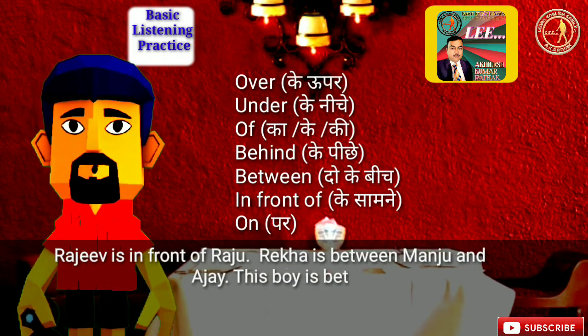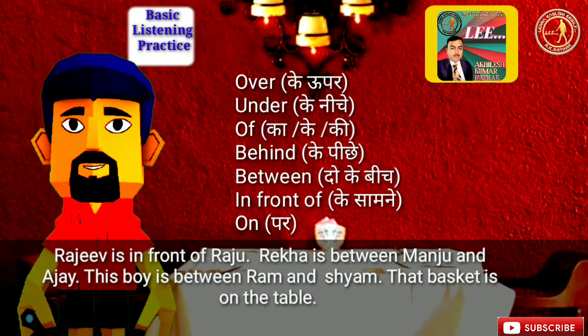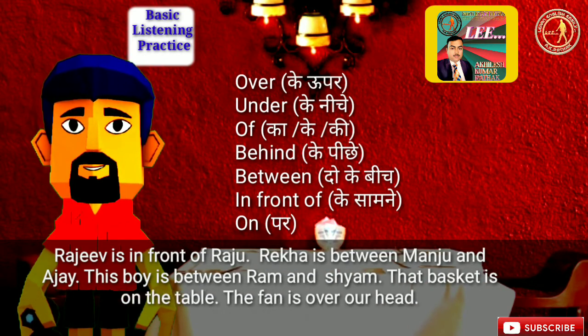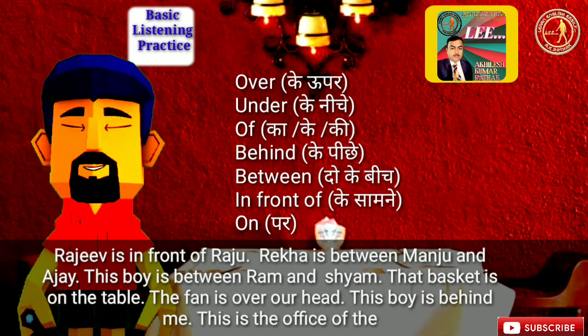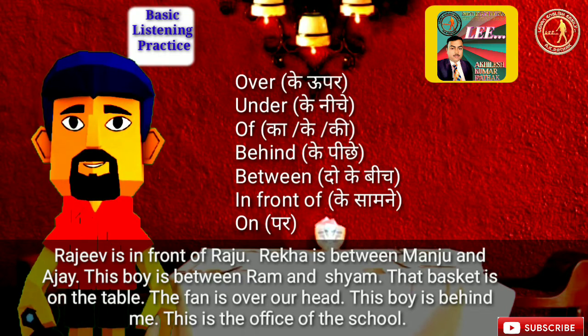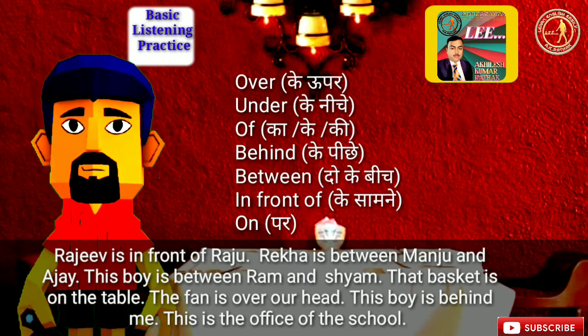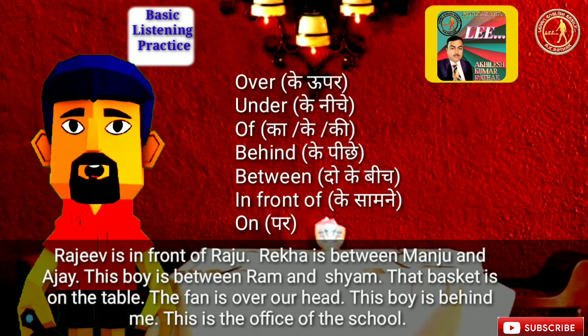Rekha is between Manju and Ajay. This boy is between Ram and Shyam. That basket is on the table. The fan is over our head. This boy is behind me. This is the office of the school.